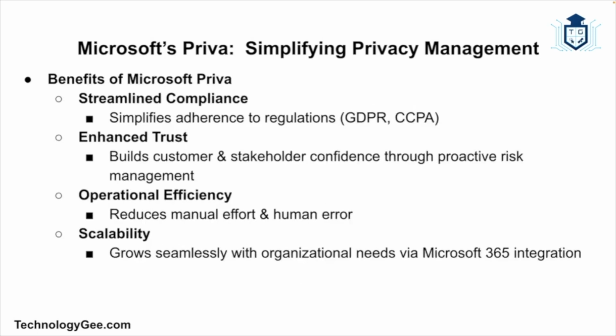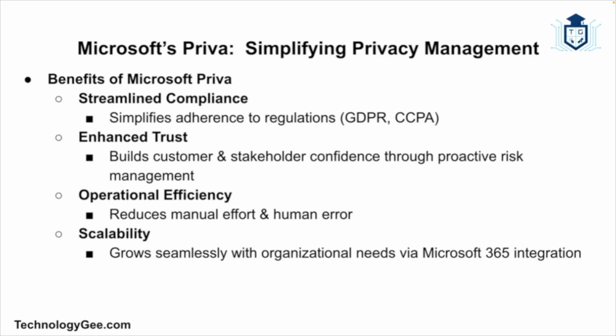And here are some of the benefits of using Microsoft Priva. It offers streamlined compliance. Priva simplifies adherence to complex privacy regulations such as GDPR and the California Consumer Privacy Act by automating key tasks and providing actionable insights. It offers enhanced trust. By proactively addressing privacy risks and empowering users with control over their data, organizations can foster stronger trust with their customers and stakeholders.